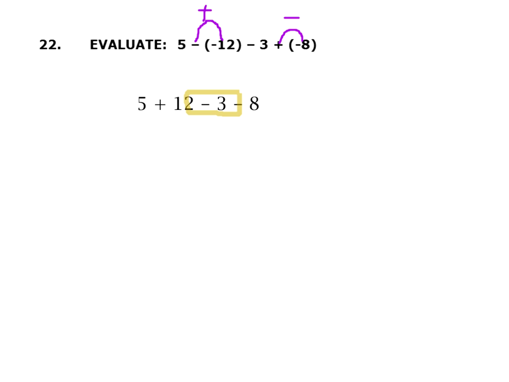So what is 5 and 12? And negative 8 and negative 3. Thank you, negative 11. And positive 17, negative 11, is a positive 6. That's correct.